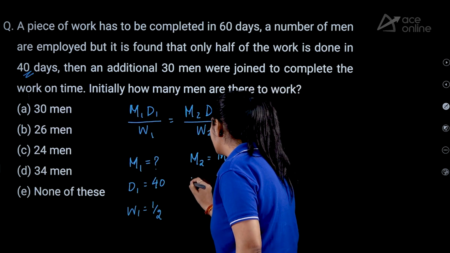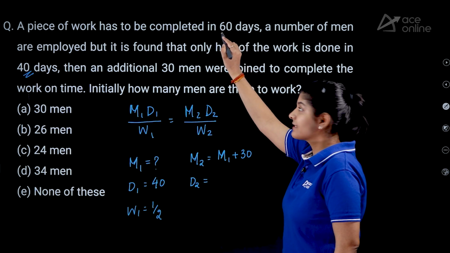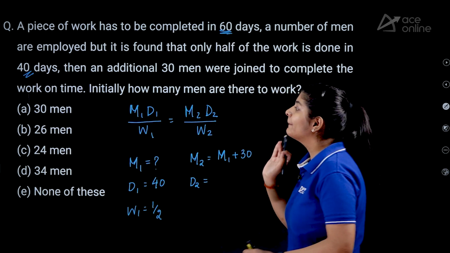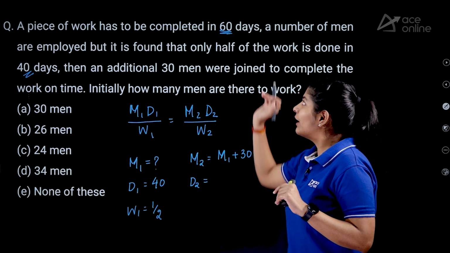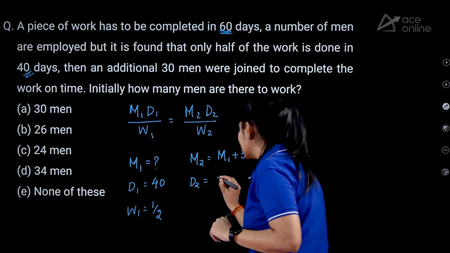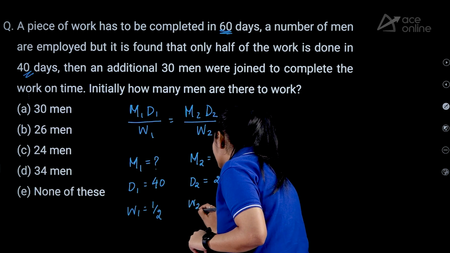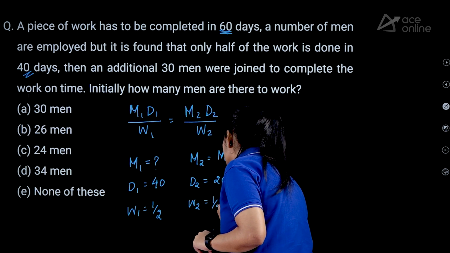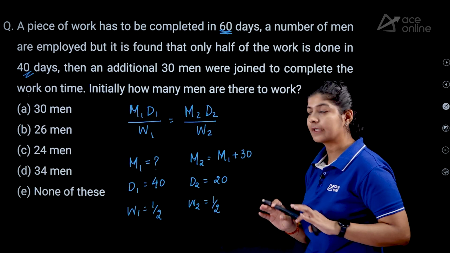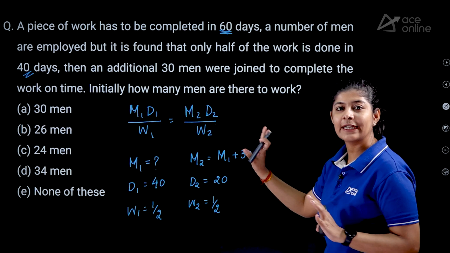Now the value of D2. The total number of days that we have is 60, and we have to complete the work on time. Out of these 60 days, 40 days are already consumed, so the remaining days are 20. The work that we have to complete is again half of the work. Now just put all the values in the formula and you will get your answer.